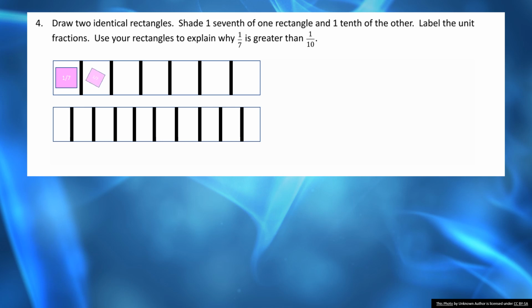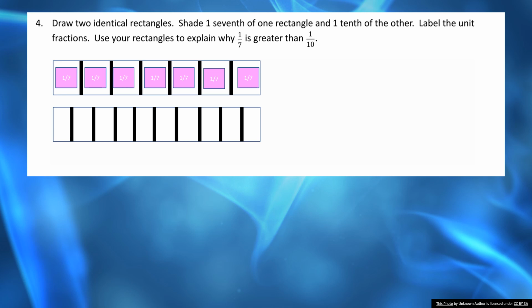So let's go. 1/7. That's another 7th. Okay. 1/7. 1/7. 1/7. 1/7. And 1/7. So you should have 7/7.